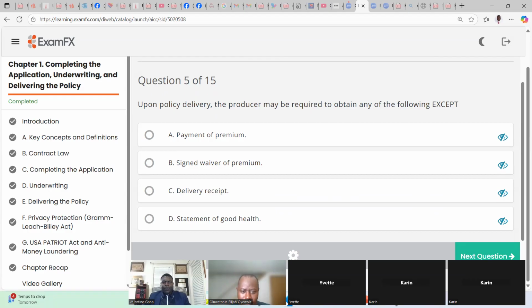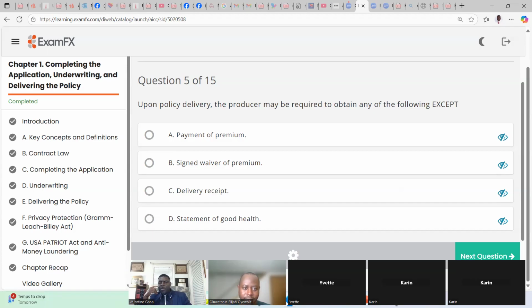Is it signed waiver of premium? Yeah, so upon policy delivery, the producer may be required to obtain any of the following except. So waiver of premium. They mean 3 are right, 1 is wrong.